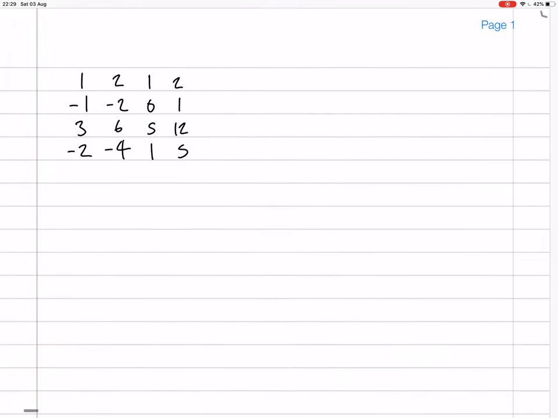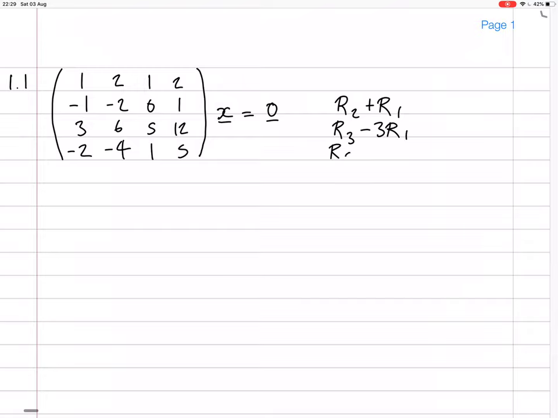Yes. And so the equation they wanted to solve was this matrix times a vector equals the zero vector. Okay. So Gauss reduce. So start with row 2 plus row 1. Row 3 minus 3 times row 1, and row 4 plus 2 times row 1.